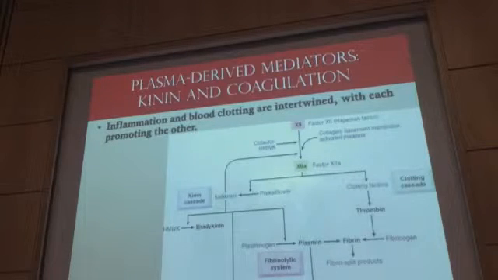So this is the kinin cascade. You don't need to memorize it. What I want you to know is that it gives rise to bradykinin, which is an important inflammatory mediator because it's very potent in increasing vascular permeability. I just want you to see how tightly things are regulated, okay?